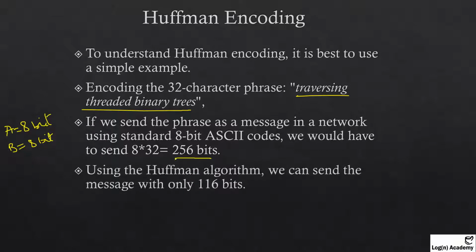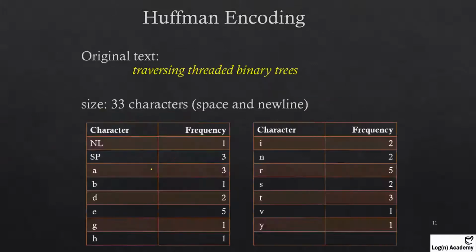Using the Huffman algorithm, we can send the message with only 116 bits, so more than half of the bits have been reduced. How has that been reduced? Let's see. We have an original text here.